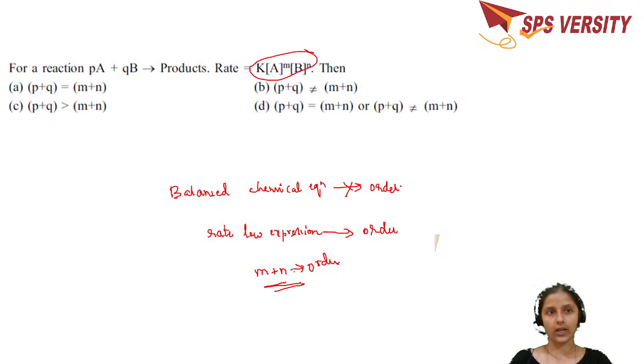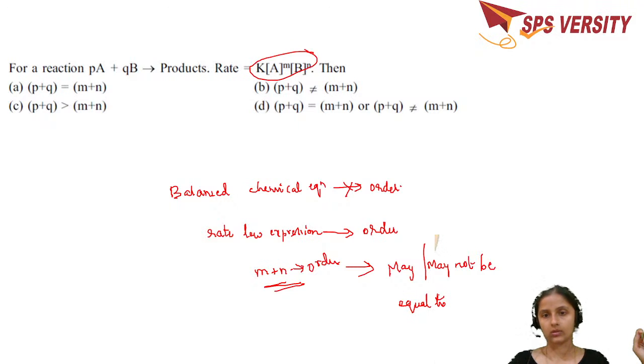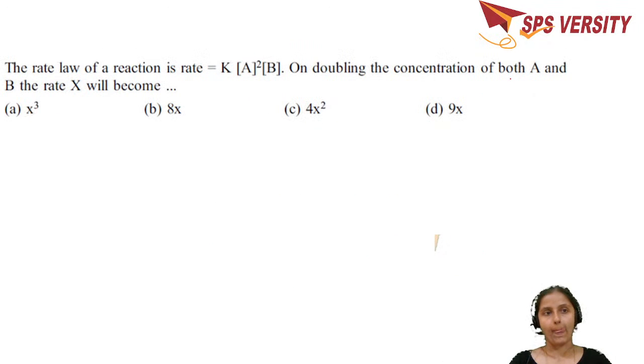So how do you define the order? The order of the reaction is the sum of the powers of the concentration terms in the rate law expression. This may or may not be equal to the stoichiometric coefficients. So this will be p plus q, which is equal to m plus n. This may be equal to or may not be equal to the stoichiometric coefficient. So the correct answer would be option D.